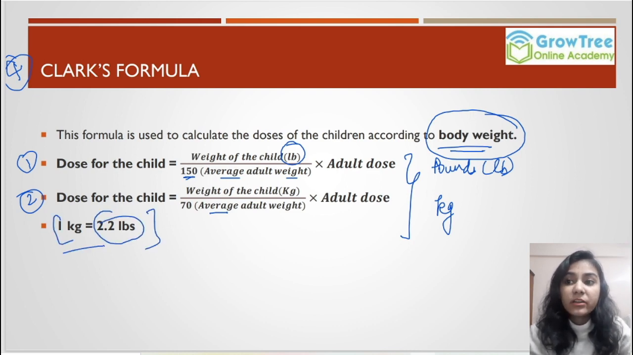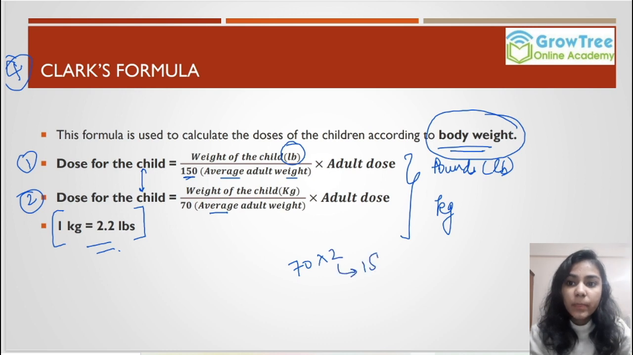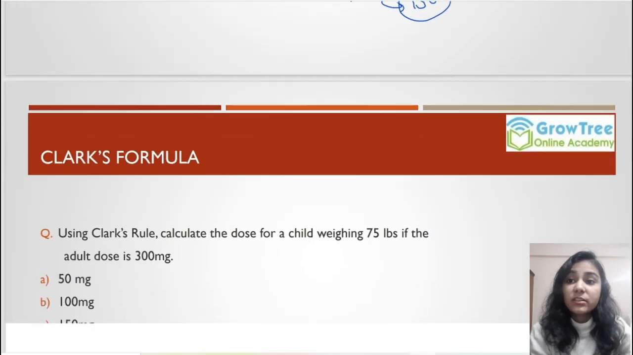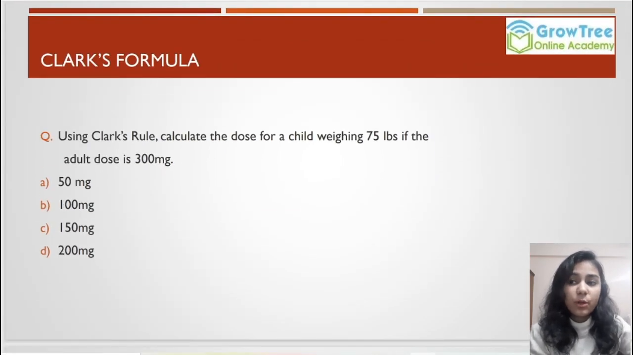Now if you try to find the correlation between these two formulas, you will see that when you multiply 70 by 2, you get 154, and by rounding off you can take the value of 150, and in the pounds formula we have taken 150. So these two formulas are nothing but an interconversion of kg and pounds. Let's understand this formula through a question.